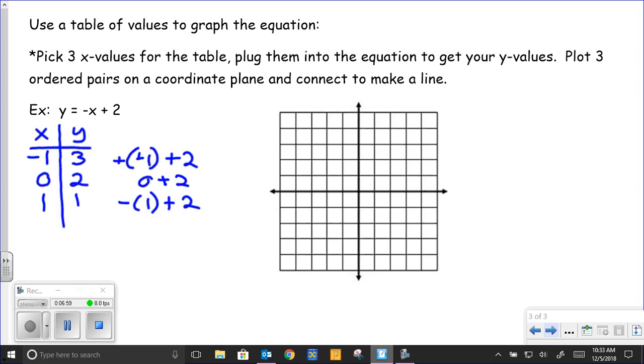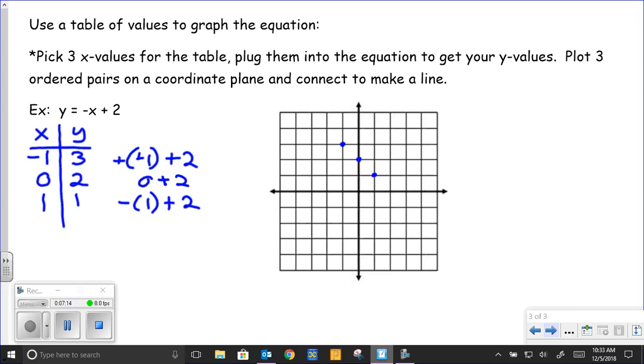So I have -1, 3: 1 to the left and 3 up, 1, 2, 3, and place a point right there. I have 0, 2. I'm not going to go right or left. I'm just going to go up 2 and place another point. And then I'm going to go 1 to the right and 1 up, and there's my point.